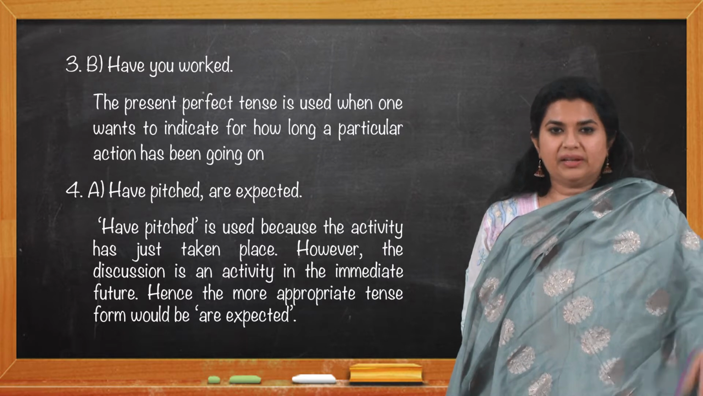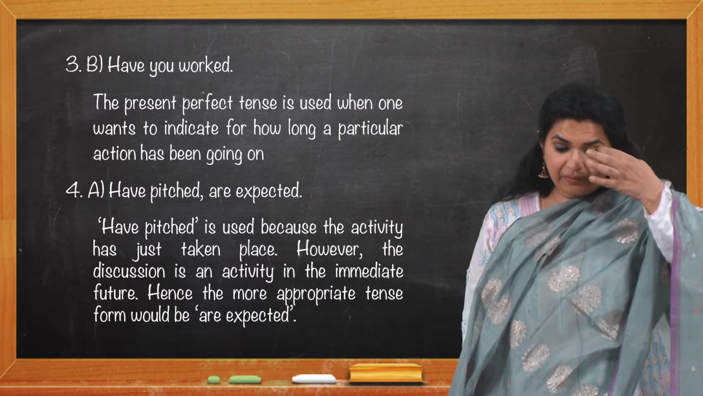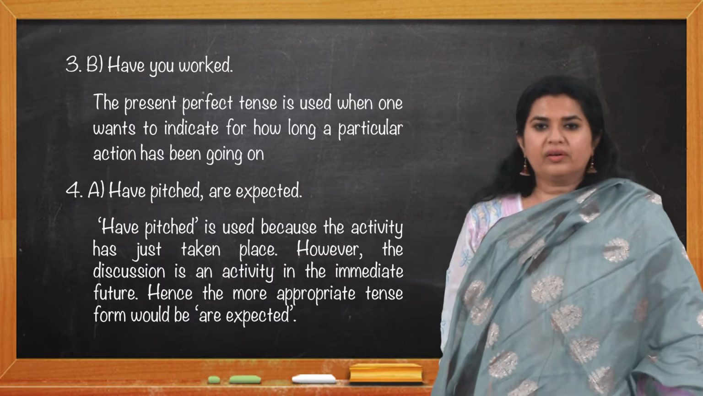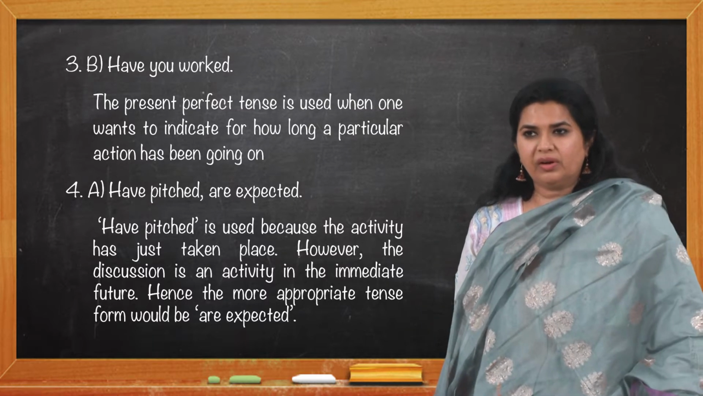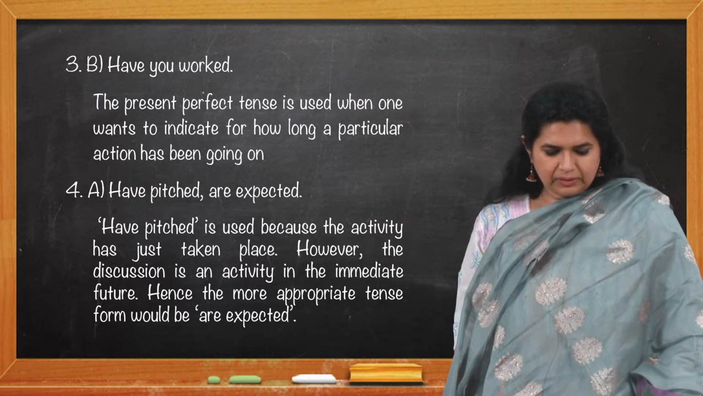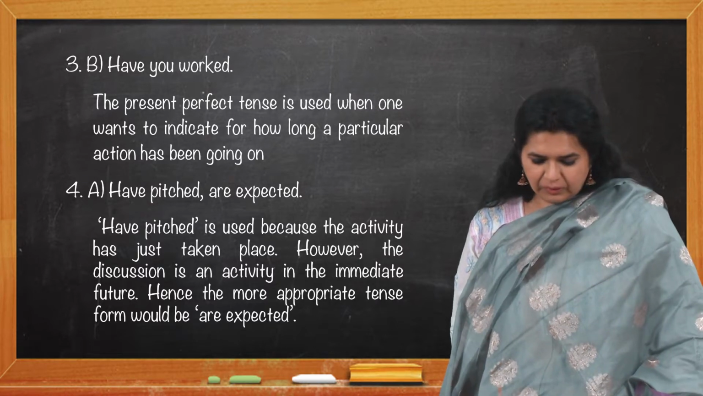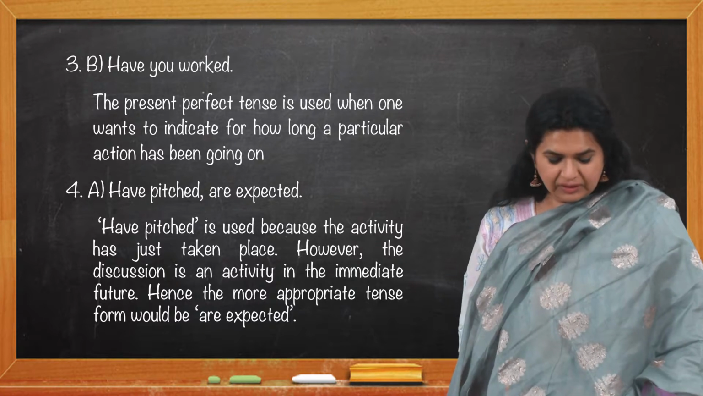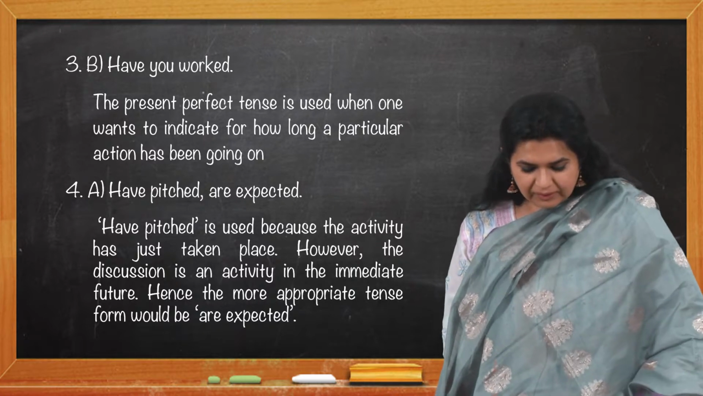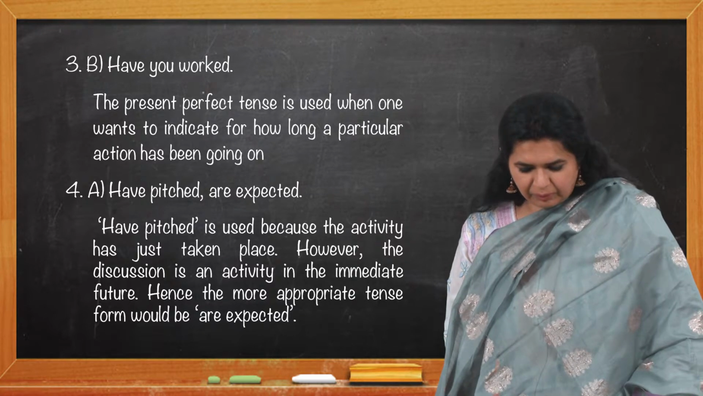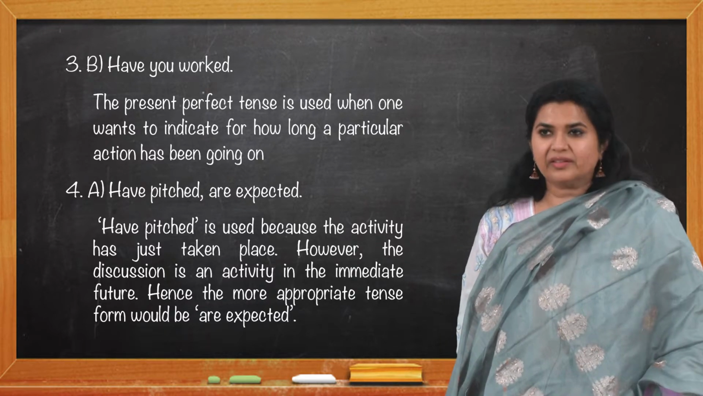Number 3, B, have you worked? The present perfect tense is used when one wants to indicate for how long a particular action has been going on. And 4A, have pitched are expected. Have pitched is used because the activity has just taken place. However, the discussion is an activity in the immediate future. Hence, the more appropriate tense form would be are expected.